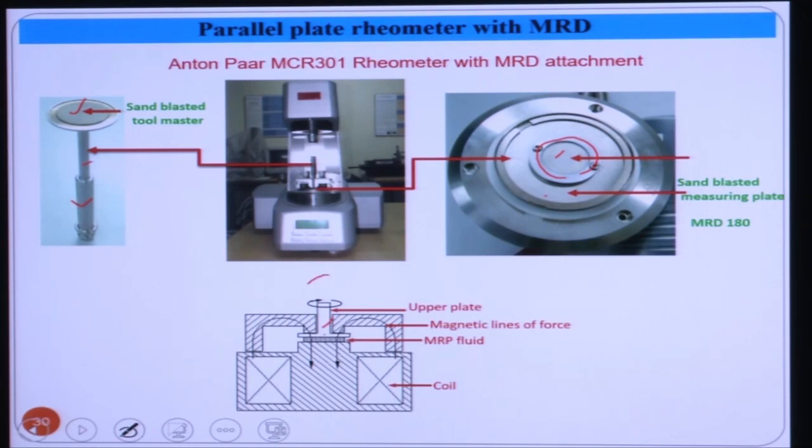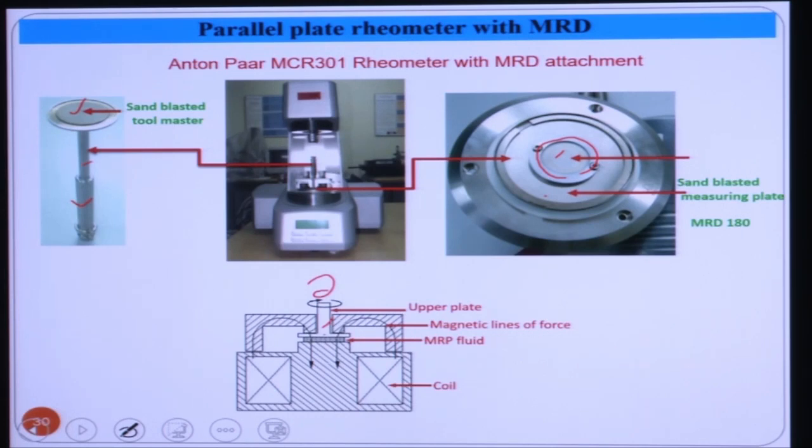Now we are rotating this top plate with a certain RPM. This RPM is proportional to the shear rate of this fluid. And when you have applied some magnetic field and we try to rotate this top plate, the tool master, it will generate a reverse torque. This reverse torque is proportional to the shear stress of this fluid. So the shear stress of this fluid is proportional to the torque, and the shear rate is proportional to the RPM of this top plate.